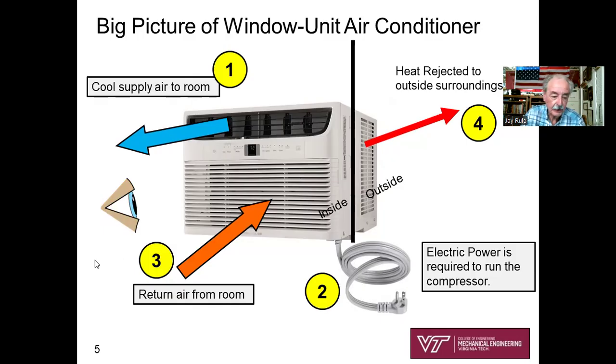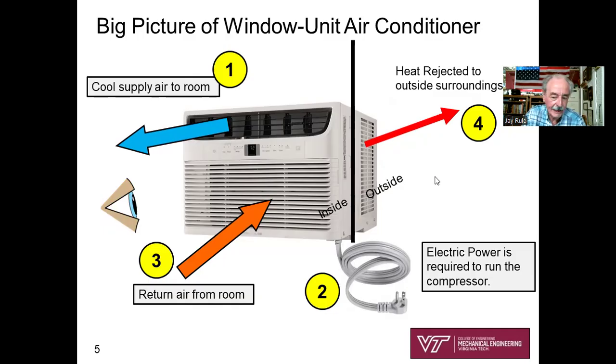That's the second thing. The third thing I see when I look at the window unit is there's a bunch of louvers down here, and sort of as an engineer or even as a child, I put my hand up. Oh, that's where the warmer air is coming back from the room. It's warmed up because of heat transfer, and that's what's being cooled down. It's being cooled down to supply nice cool air for me to be comfortable. So that's the third thing I see.